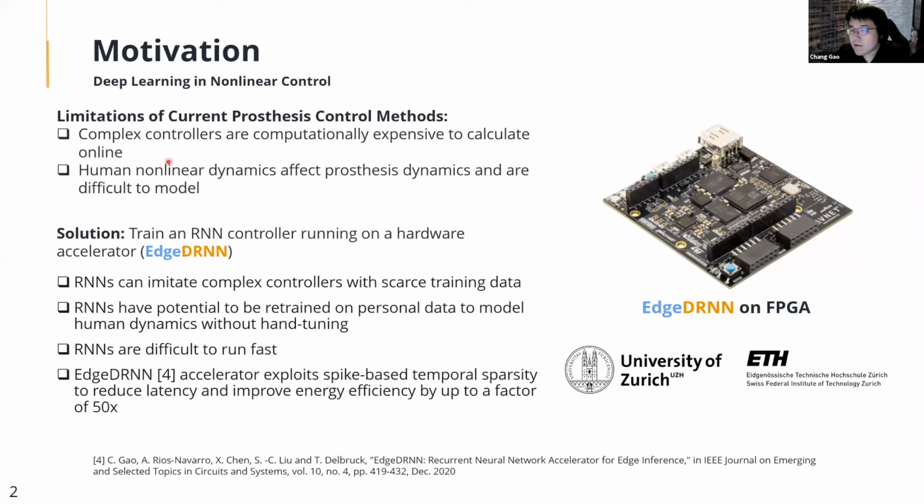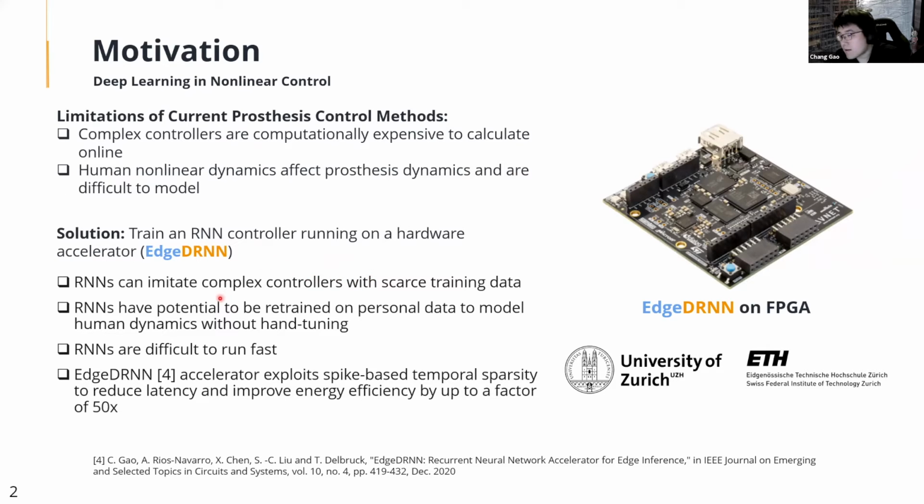There are also limitations of current prosthesis control methods. First of all, complex controllers are computationally expensive to calculate online. Secondly, human nonlinear dynamics affect prosthesis dynamics and are difficult to model. Our solution is to train an RNN controller running on a hardware accelerator called EdgeDRNN, developed by me at the Institute of Neuroinformatics.